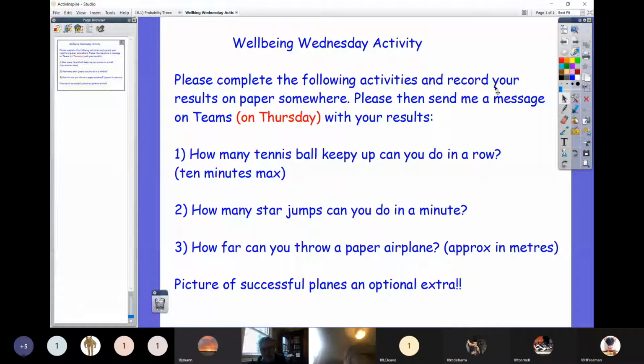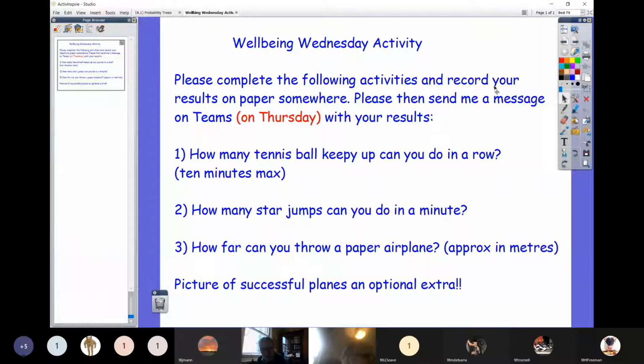Then the second one, again quite physical, I'm afraid. How many star jumps can you do in a minute? You know what a star jump is. So there's that one. And then I've changed the third one because I thought it wasn't quite fun enough. So this is the biggie.